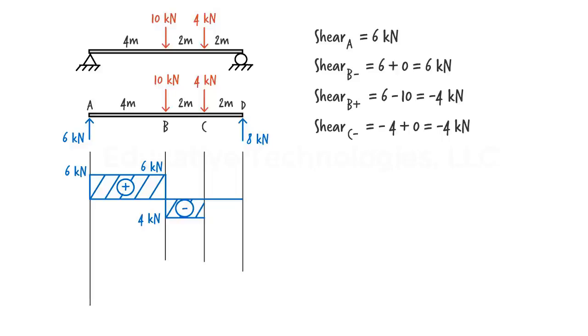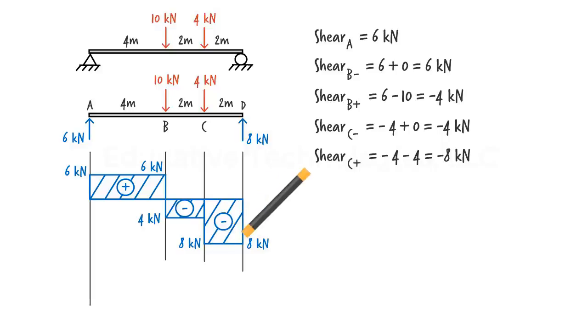Shear just to the left of point C is negative 4, given that there is a downward force of 4 kilonewtons at C. Then shear just to the right of the point is negative 4 minus 4, or negative 8. That is, there is a drop of 4 in shear value right at point C. Similar to the other two segments, total load applied within segment CD is 0. Therefore, shear remains constant throughout the segment. Shear remains negative 8 in segment CD.